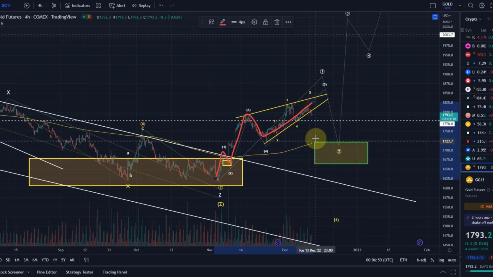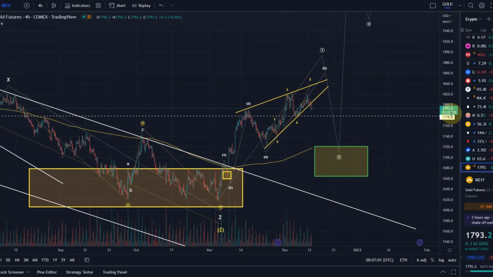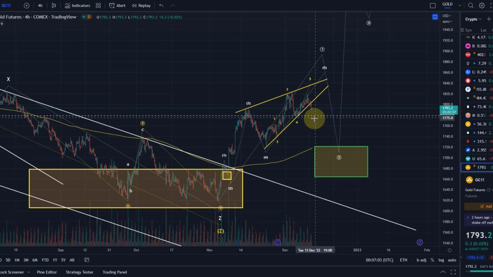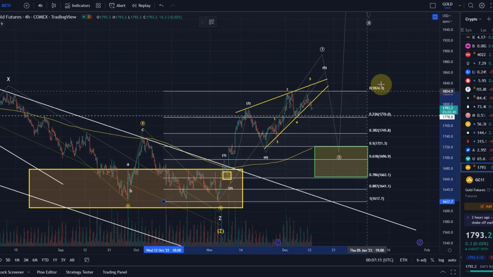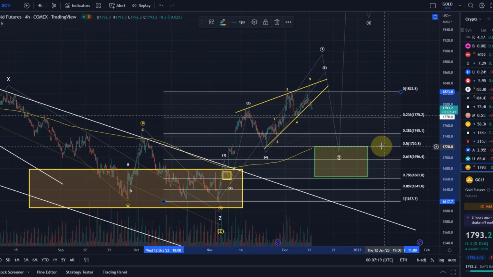So this is the first scenario. Again, as long as we are holding above 1779, I think we could continue with this pattern. It's only the first warning, the first indication that the trend might be changing. But to change the trend, you need at least one lower high and one lower low, and we haven't got that lower low yet. If we really break below that 1779 level, I think we're going to come with a high likelihood into this green area. That is based on the Fibonacci support levels, located between 1721 and 1662.